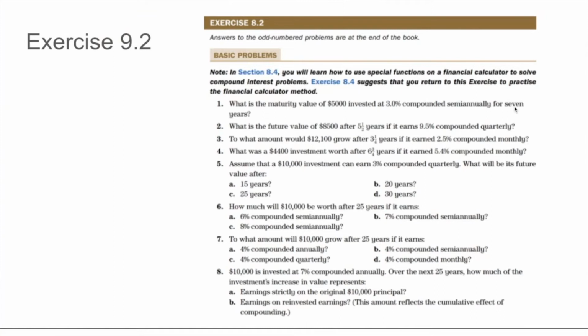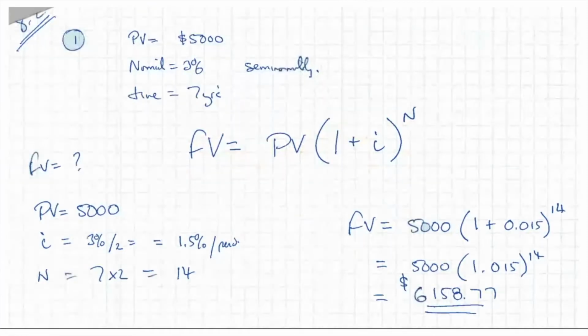We also know that it goes on for 7 years. So it's a semi-annual compound for 7 years. So that's 2 compounds a year for 7 years. 2 times 7 is 14. So effectively here is the problem resolved on paper. The present value is 5, the nominal is 3, it's semi-annual, and it's for 7 years. This is the formula that I've just thrown in here. The present value is 5, the periodic interest rate is 3% divided by 2 because it's semi-annually, 1.5% per period.